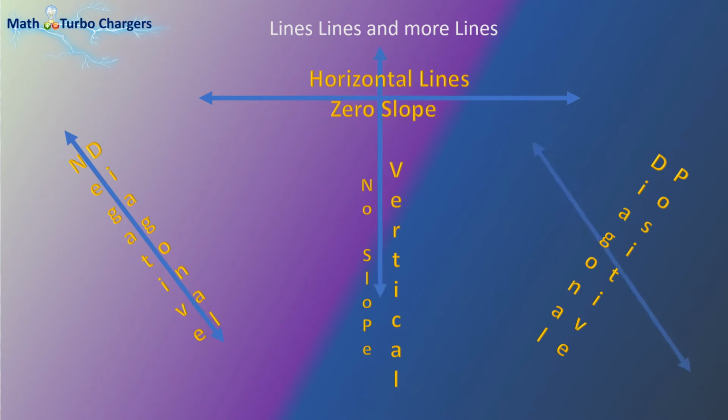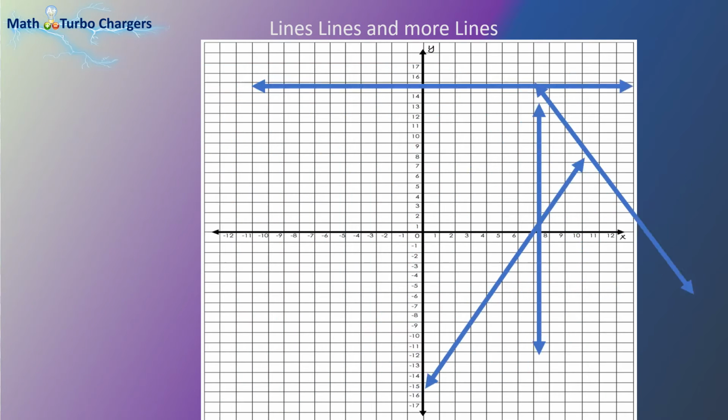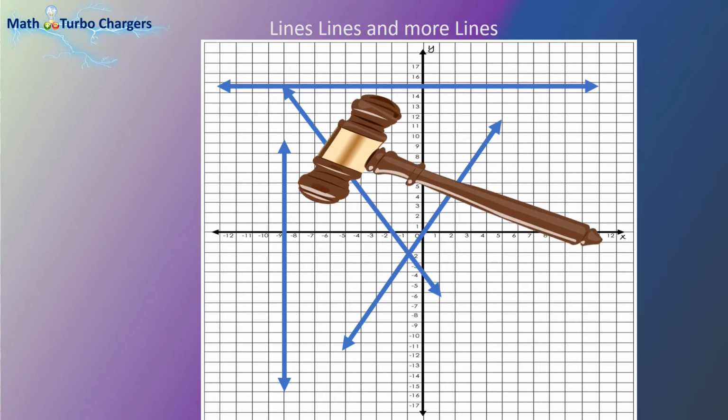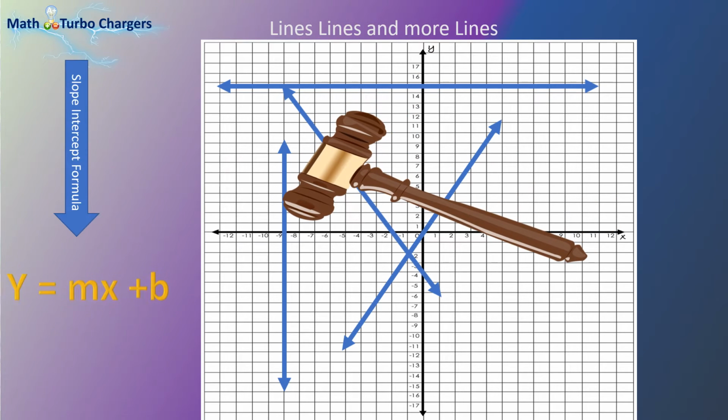Lines, lines, and more lines. Today we will be discussing how to graph these lines when given an equation. These lines are out of order. We need order on the plane. Mr. y equals mx plus b is a formula that will show us how to graph these lines.